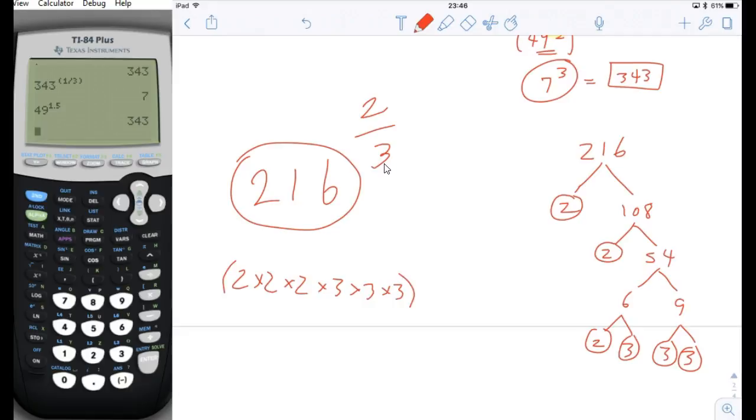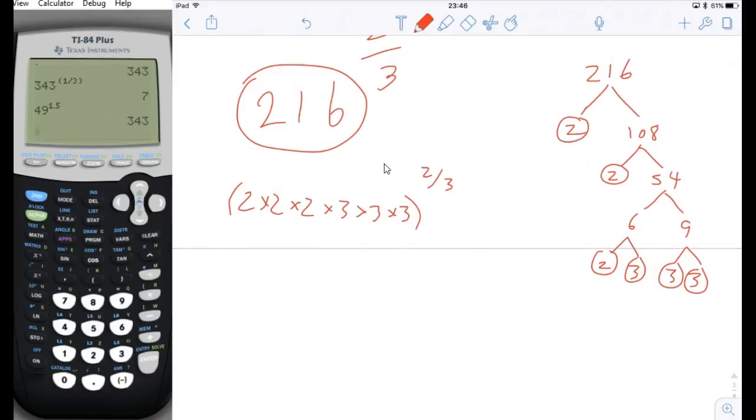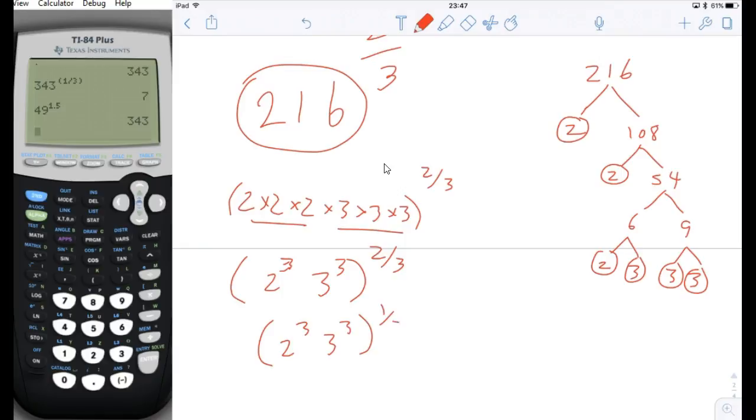And if we take that to the 2/3 power, we're going to rewrite 2 times 2 times 2 as 2 to the 3rd. We're going to write 3 times 3 times 3 as 3 to the 3rd. And then we're going to take all that to the 2/3 power. The 2/3 power is the same thing as if we took it first to the 1/3 power, and then we took the whole thing to the 2nd power. Because you see, if we have the 2/3 power, it's the same thing as 1/3 times 2, right?